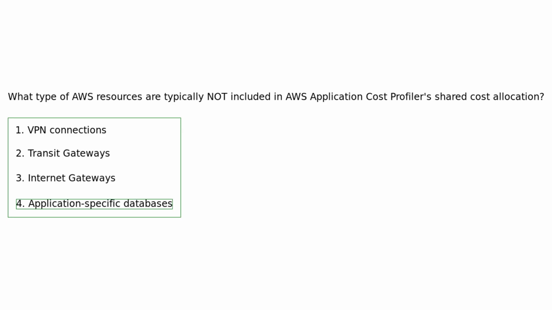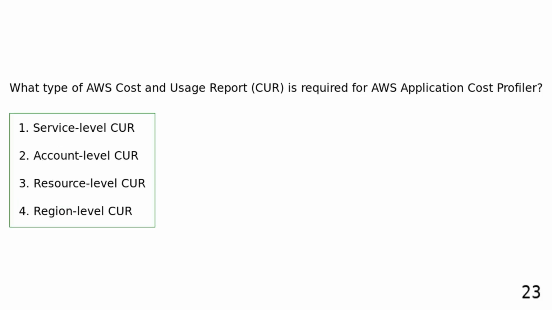Application-specific databases, like Amazon RDS instances dedicated to a single application, are typically not included in shared cost allocation as they are not shared resources. What type of AWS cost and usage report is required for AWS Application Cost Profiler?